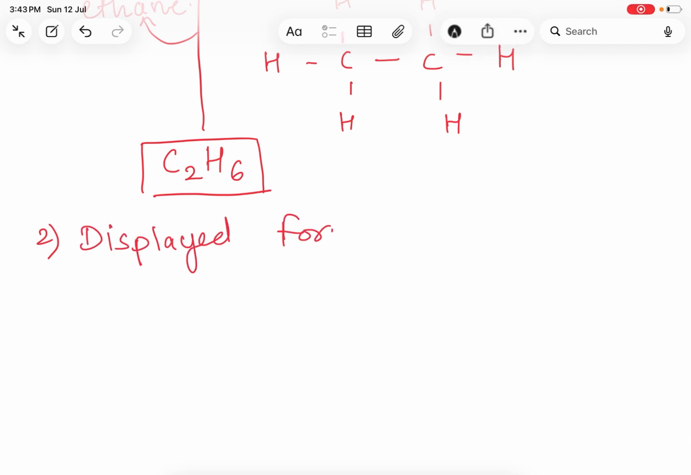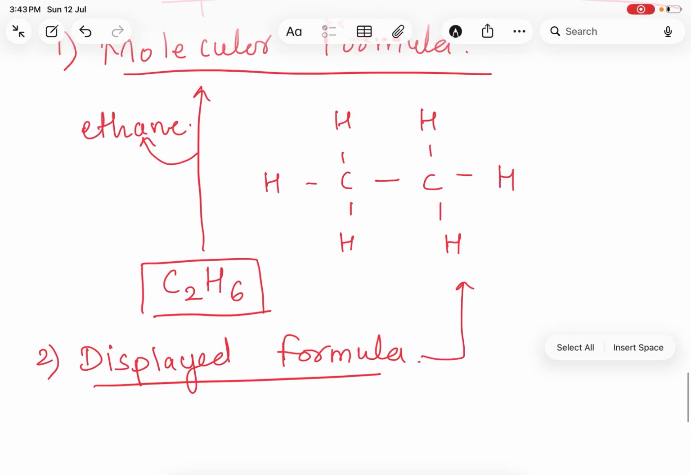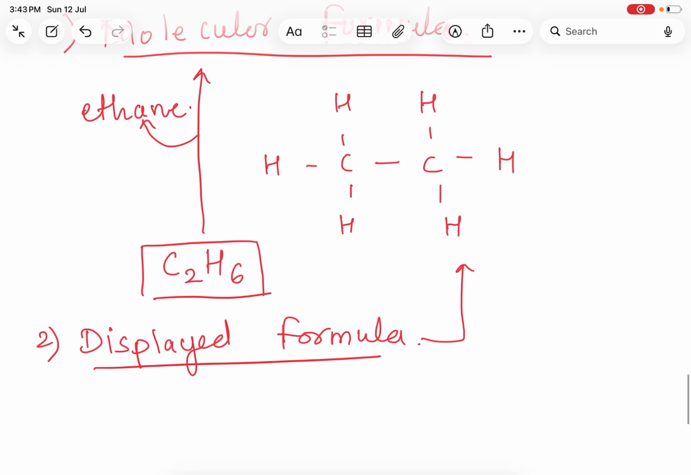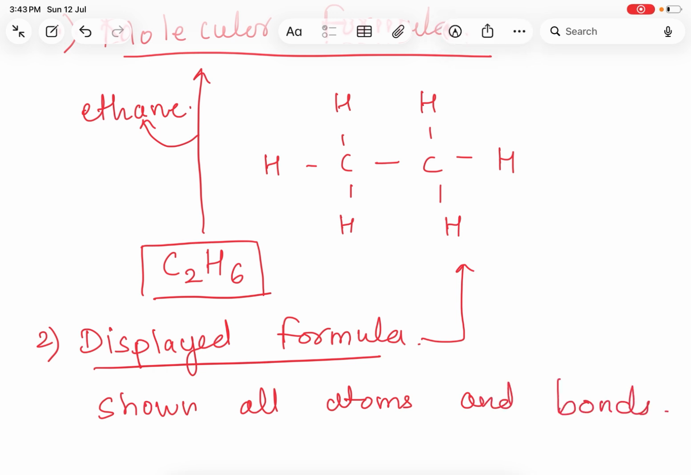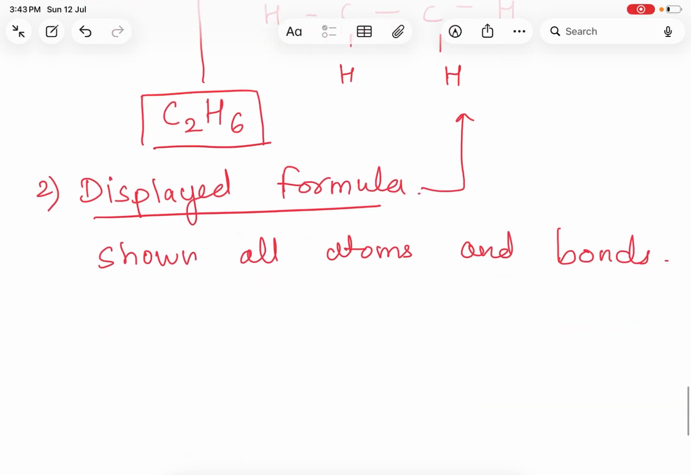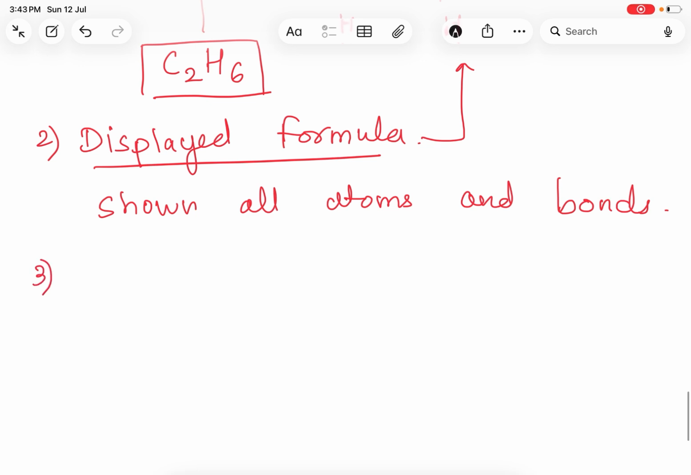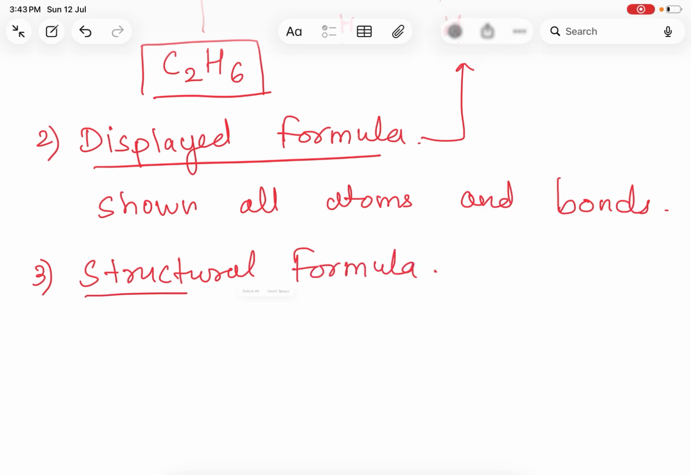Displayed formula. Now, what I have actually drawn here is nothing but my displayed formula, where I have shown all the atoms and the bonds properly. That is known as a displayed formula. The next way of drawing is the structural formula.